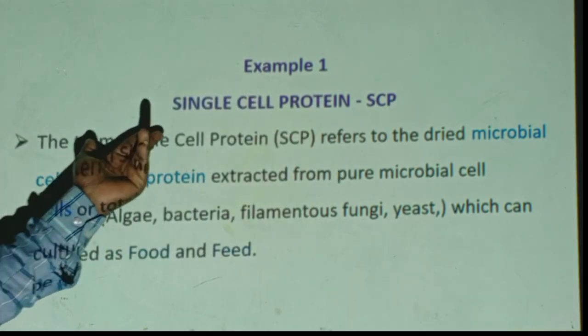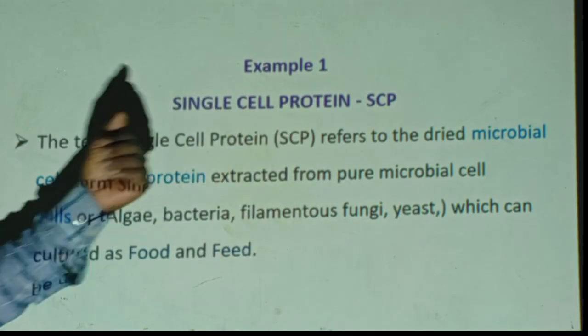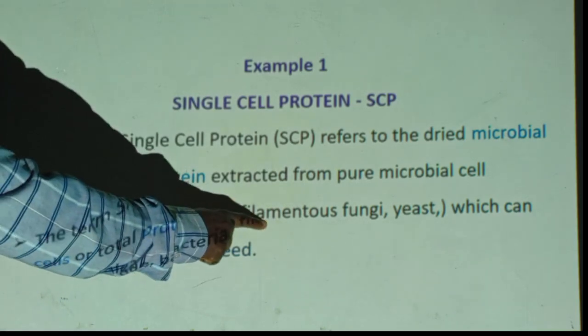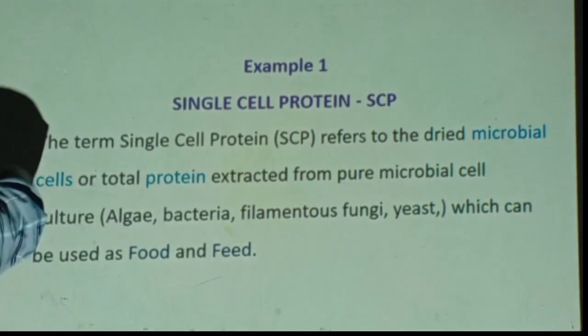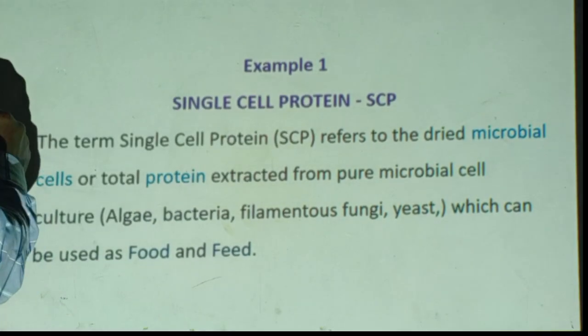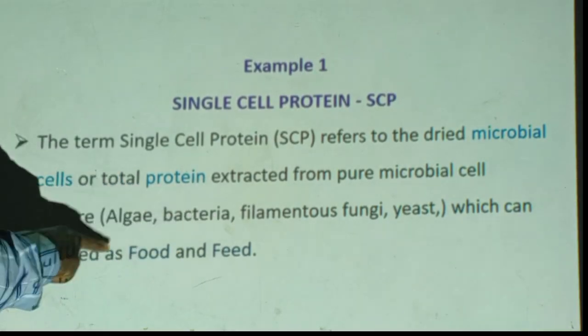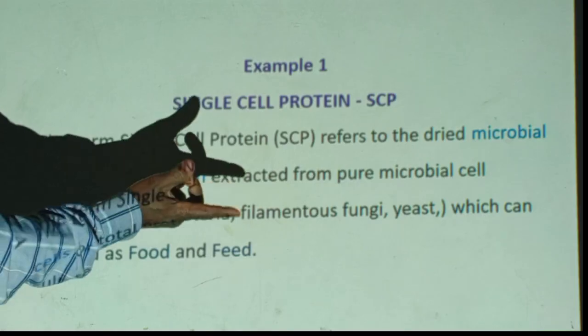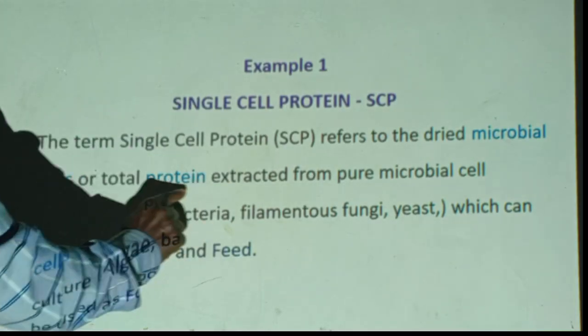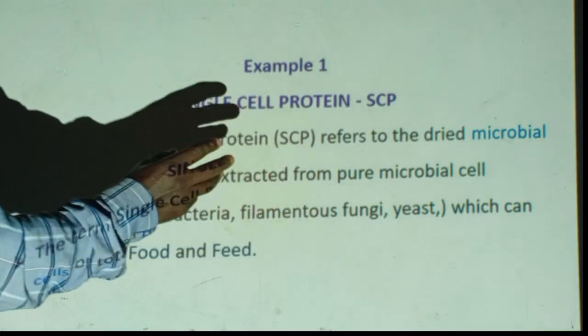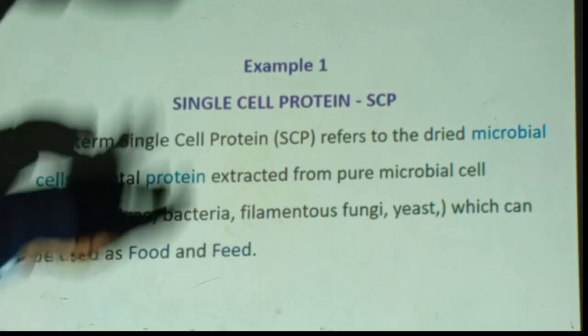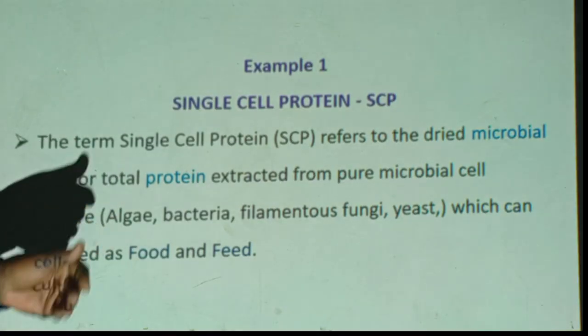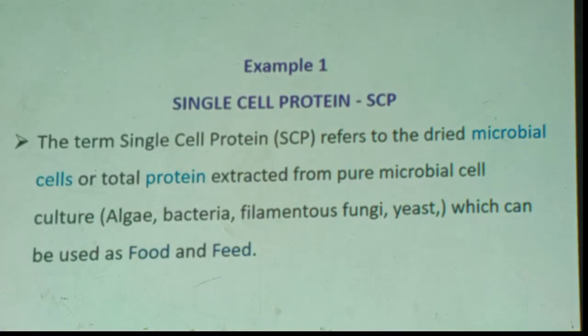You can use these single cell organisms, algae, bacteria, filamentous fungi, yeast, as a source of protein. The protein is produced by these microorganisms, and you extract and use it, or you may use all the algae, the bacteria, the filamentous fungi as they are, as food. That's why we call it single cell protein.